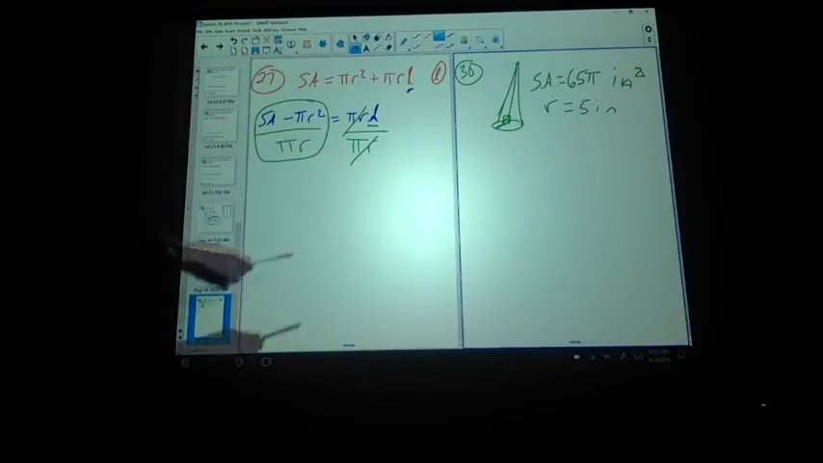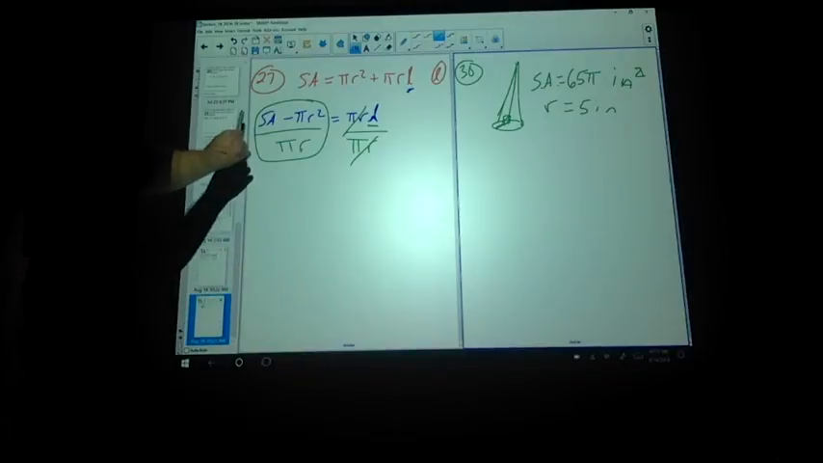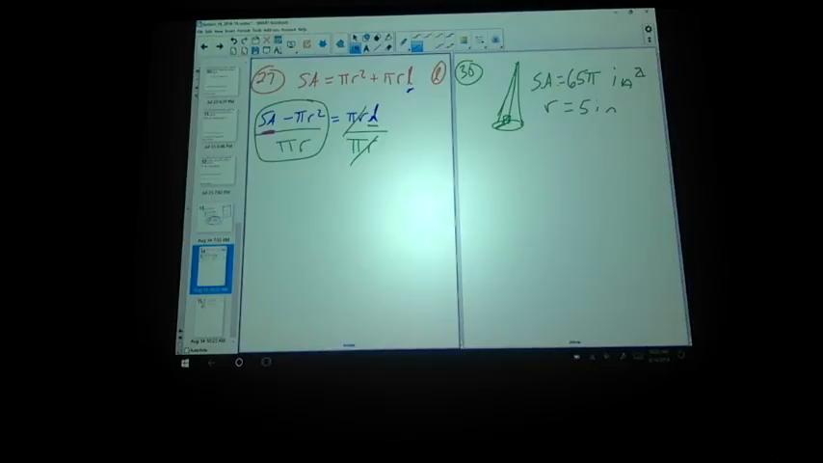Well, being we already solved this one for L, that means I can just plug my information in. So I know surface area, they told me, right? That's 65 pi. And then minus pi, what was r? Oh, they told us it was 5. So r squared is? 25. Yeah, you guys are so smart. And then pi, still says pi, and then we know the radius is 5.